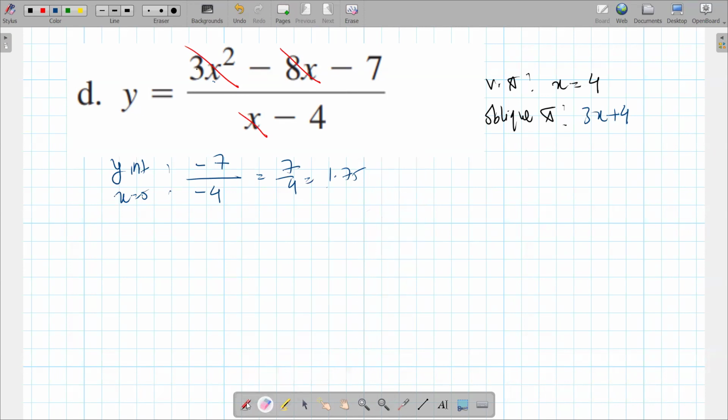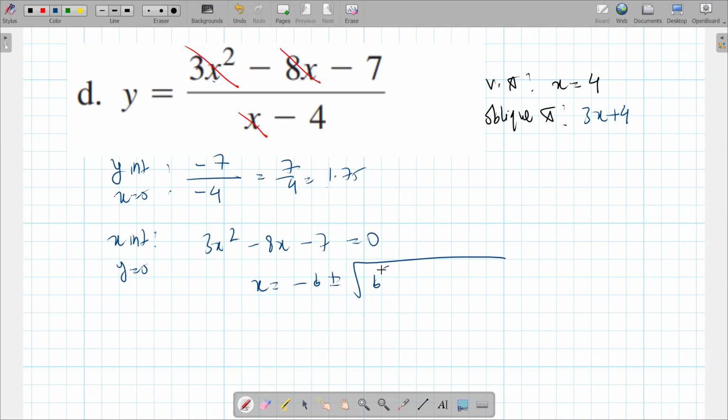So that's our y-intercept. And to find the x-intercept, you set y equal to 0. So for here, we are going to do 3x squared minus 8x minus 7 equal to 0. Since we couldn't factor this, you have to use the quadratic formula. That's the only way to get x-intercepts if they exist. And this is the quadratic formula. This is your a value. Negative 8 is your b value. Negative 7 is your c value.